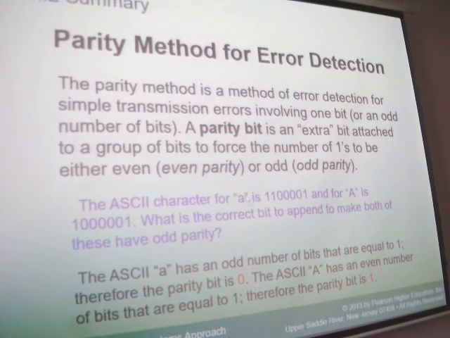Because small a has three ones, we use 0. The ASCII capital A has an even number of ones because it has two ones. So the parity bit is 1.